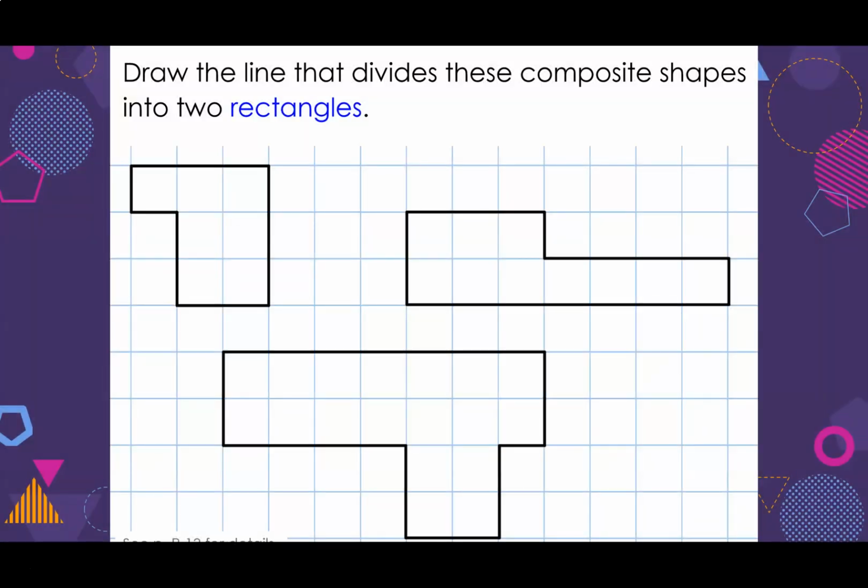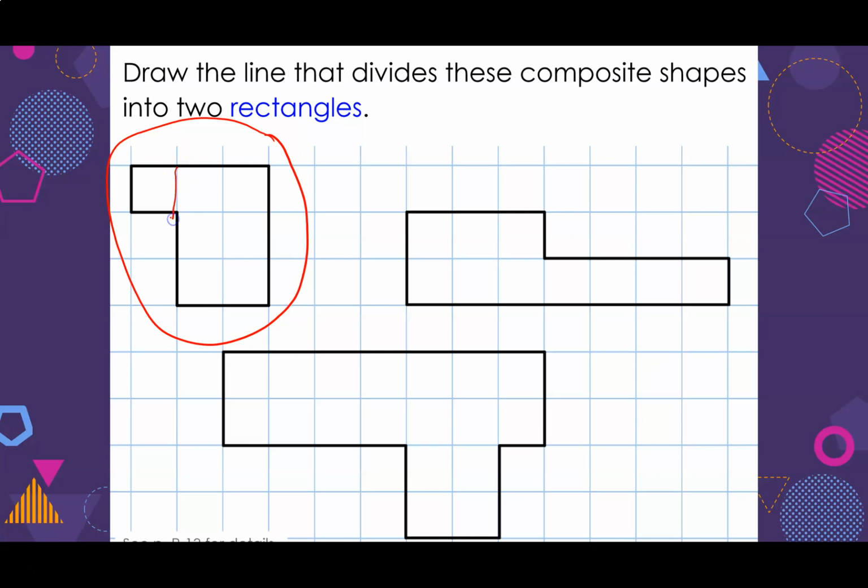This is going to be very similar to our lesson on area. However, this time we have more complex shapes. Let's take a look at these three shapes. Draw the line that divides these composite shapes into two rectangles. Let's look at this shape first. Draw a line with your finger on the screen to divide that shape into two rectangles.